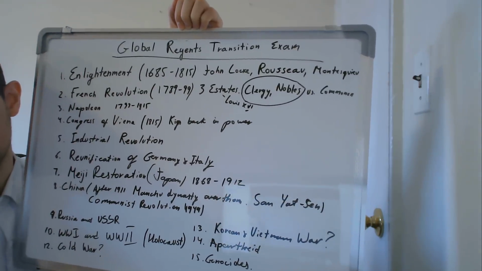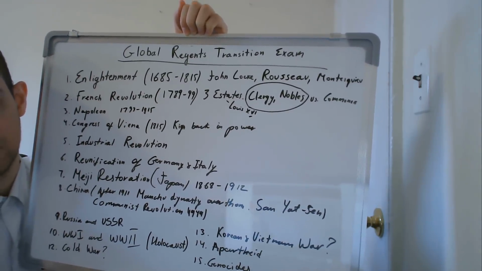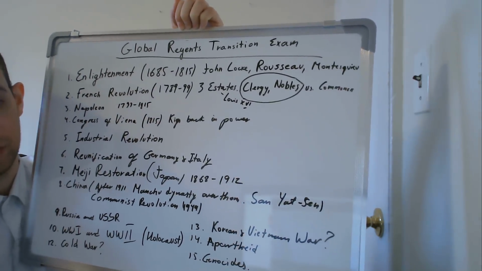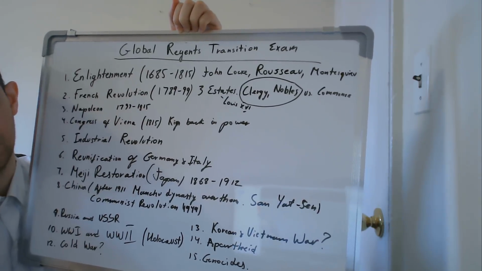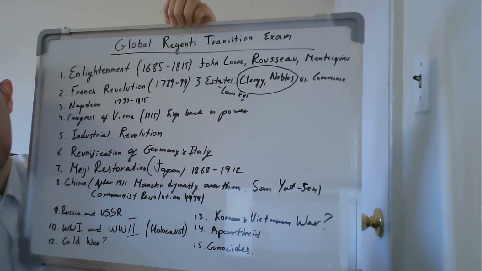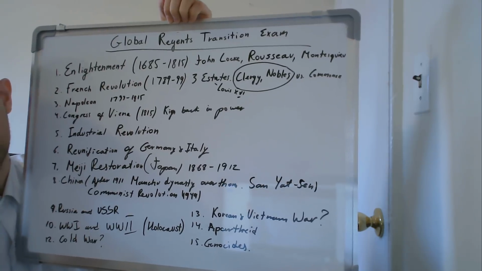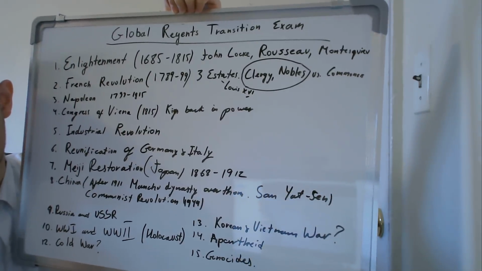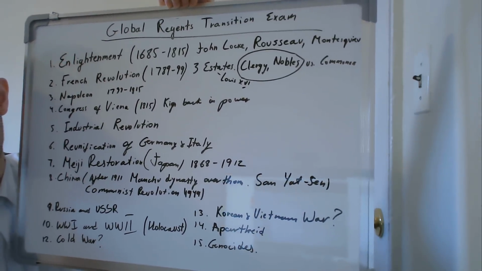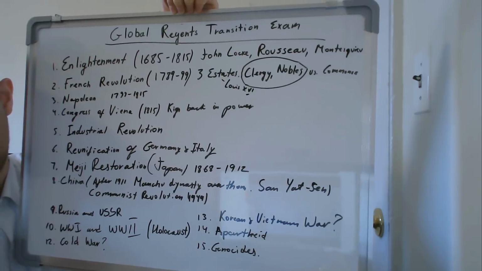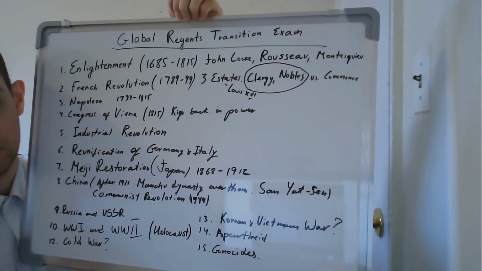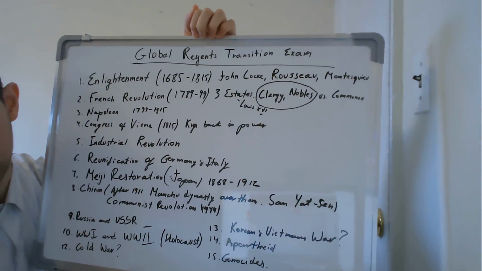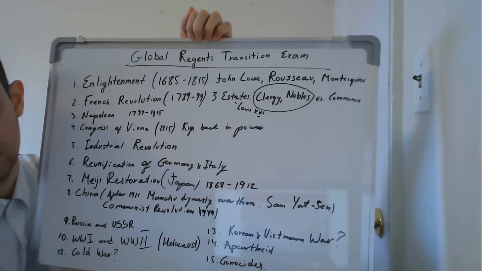It's probably going to cover Napoleon, should cover the Congress of Vienna, that wanted to put kings back in power. Industrial Revolution has to cover reunification of Germany and Italy. I would imagine it would cover the Meiji Restoration, China, especially after 1911. That's when the Manchu dynasty was overthrown and Sun Yat-sen was put in power, as well as the Communist Revolution, 1949. Also revolution in Russia.